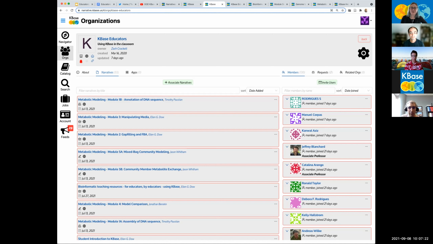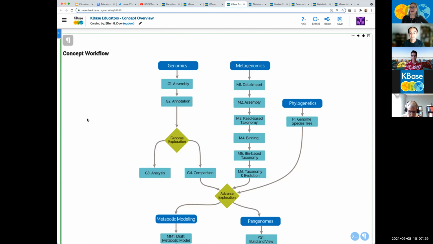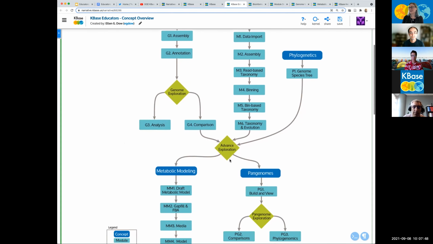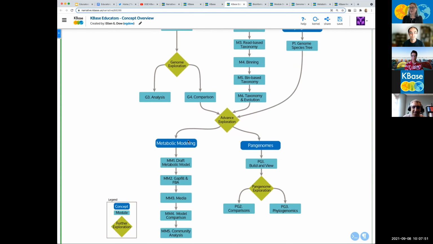To get started, I wanted to go through the concept workflows themselves and the different topics we have built out. These are all built out from our educator working groups. These are different groups of our educators that started last summer, and we've actually continued to work together to build out these different concepts. And these include genomics, metagenomics, phylogenetics, pangenomes, as well as metabolic modeling, which is the first different topic.